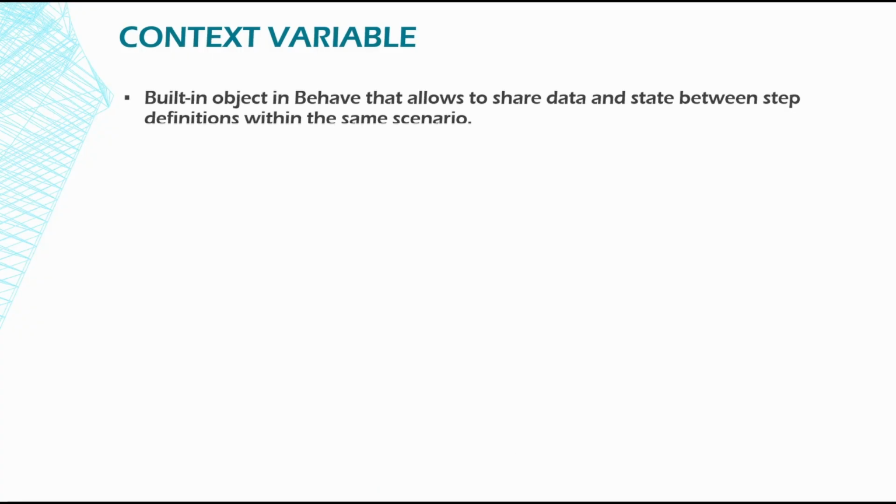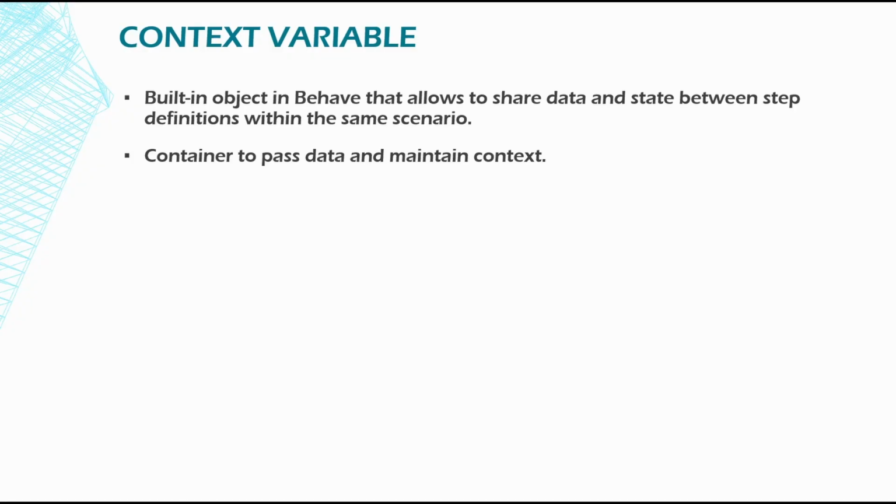So what is the context variable? The context variable is a built-in object and is behave specific. It allows you to share data and state between step definitions within the same scenario. It is actually a special object in behave. It acts as a container to pass data and maintain context throughout the execution of our behavior-driven test.